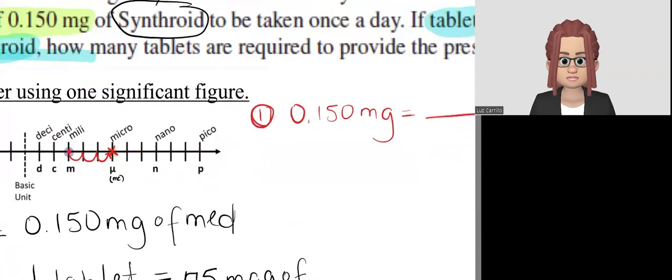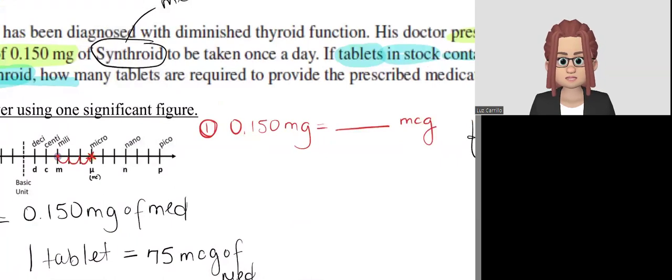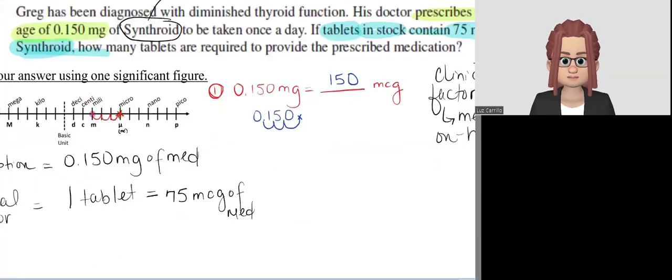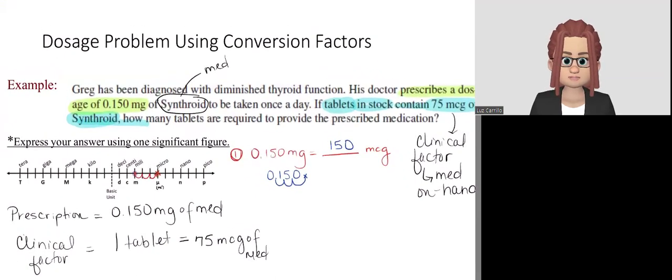So during my conversion, I need to take the value 0.150 and move that decimal point 1 time, 2 times, 3 times. So now it's going to be placed here. That changes my quantity to 150 micrograms.